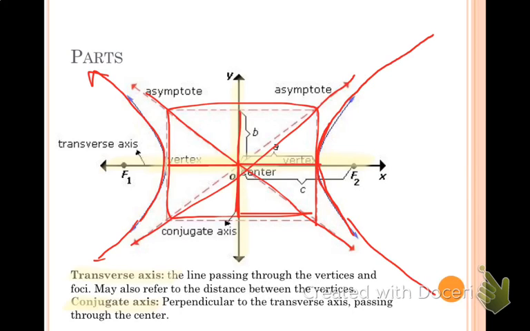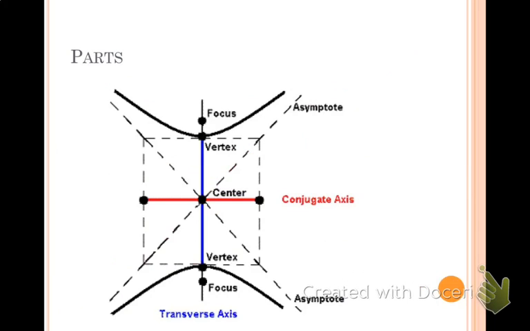They look like parabolas that have been turned sideways, or two parabolas a little bit apart from each other. It's not exactly the same shape, so they get defined differently. All of the same parts apply if we change this to a vertical hyperbola. If I say that a hyperbola is vertical, I mean that the transverse axis is vertical.